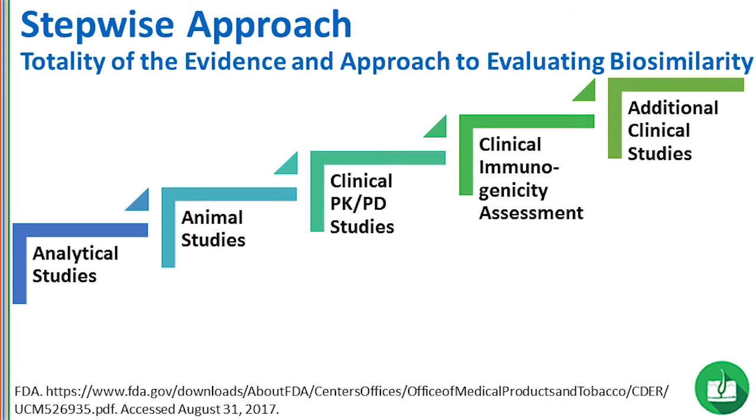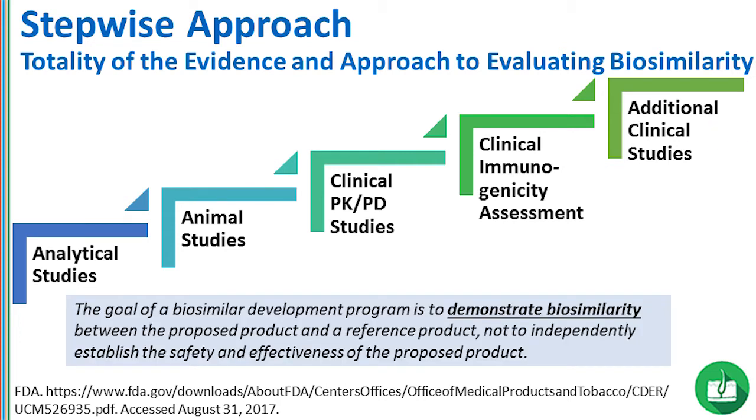Now, in looking at the evidence that is used to approve a biosimilar, we look at the totality of the evidence. We look at the analytical studies, the animal studies, the clinical PK and PD studies, the clinical immunogenicity assessments, plus we add additional clinical studies. The ultimate goal of a biosimilar development program is to demonstrate biosimilarity between the proposed product and a reference product, not to independently establish the safety and efficacy of the proposed product.